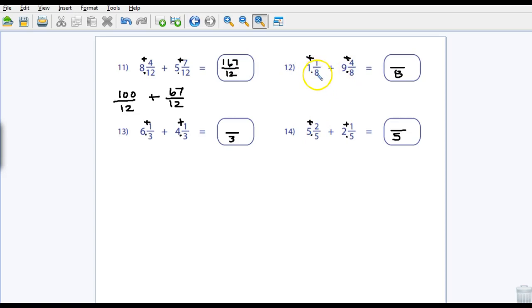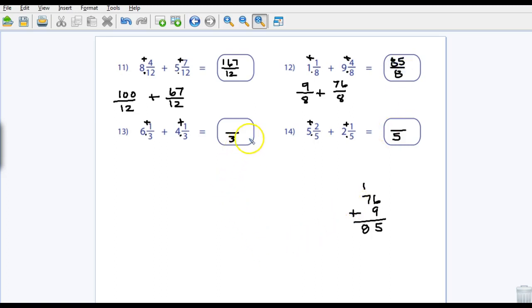1 times 8 is 8. Plus 1 is 9. And my denominator stays the same. So I know that my denominator over here is also going to be 8. So 9 times 8 is 72. Plus 4 is 76. So 9 plus 76, well, I can't do that in my head, so I'm going to go ahead and come over here and do this so that I can add them up carefully. 9 plus 6 is 15, carry my 1. 8 plus 1, or 7 plus 1 is 8. So that gives me an answer of 85 over 8.